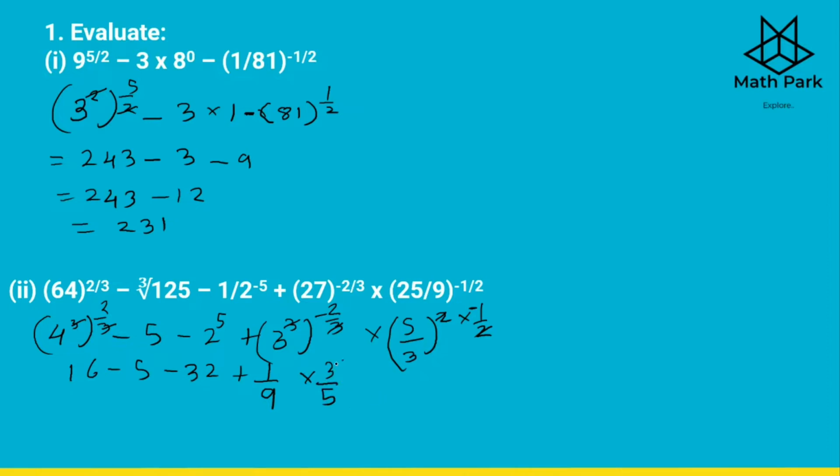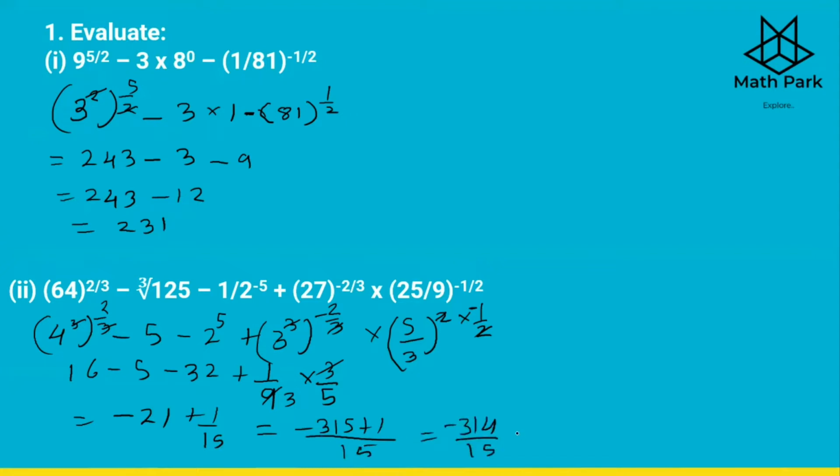Now this can be simplified. 3 ones are 3 and 3 threes are 9. On simplifying this, children, you get 16 minus 5 minus 32. Minus 5 minus 32 is minus 37. Minus 37 plus 16 is minus 21. And this is plus 1 by 15, which can be simplified further. It becomes minus 21 into 15 is minus 315, plus 1 upon 15, which is minus 314 upon 15.